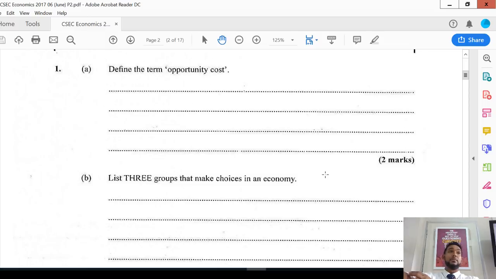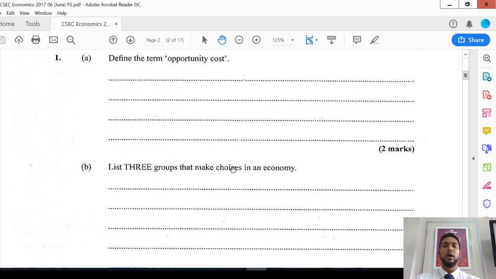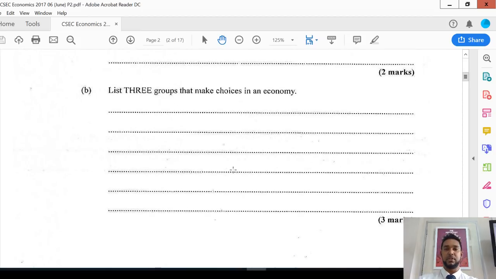Yeah, when I did it, my teacher was like, he has a formula for answering in marks: definition, example, assumptions, formula, diagram. And if you have to go further, the analysis, evaluation, conclusion. Right? Okay, so we can omit that one for now. Let's go to 3 groups that make choices in an economy.